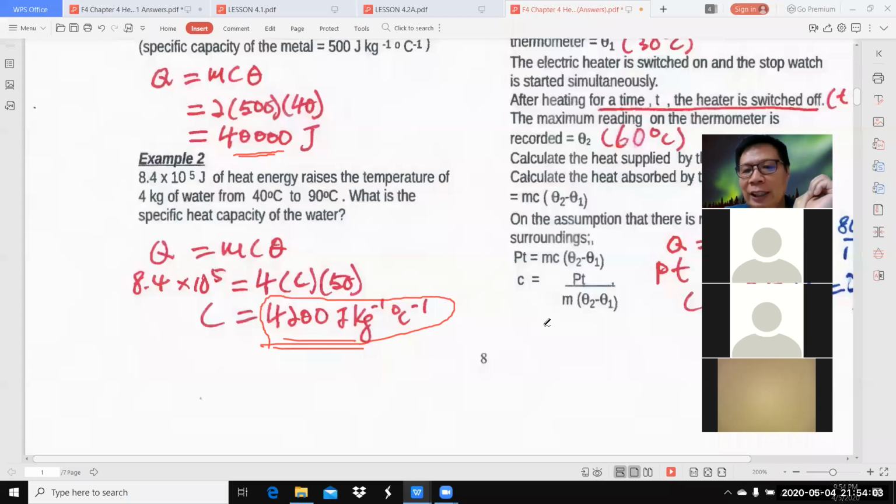Justin, can you help? Yes. It means that we need to heat up 1 kg of aluminium by 1 degree Celsius. Yes, correct. We need 900 joules of heat energy. That is the meaning. 900 joule of energy is needed to heat up 1 kilogram of aluminium by 1 degree Celsius. Understand?